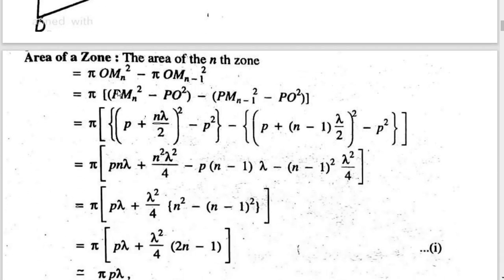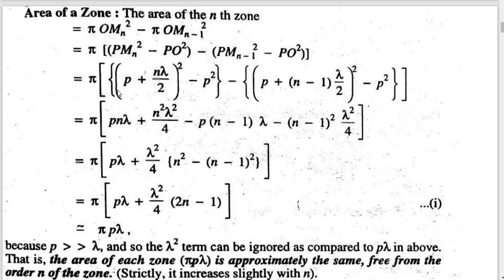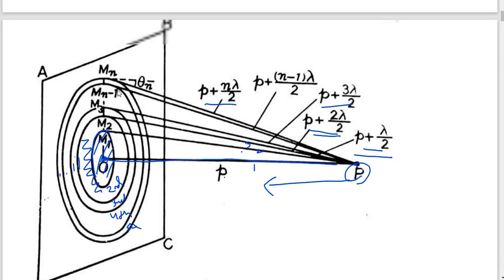Okay, so what is the area of a zone? What is the area of the nth zone? From this figure, the center point is O, the last point is Mn, and this is Mn minus 1. This region is the nth zone, because it is in between the n minus 1 and n. We now calculate the area of this nth zone. So what will be the area?